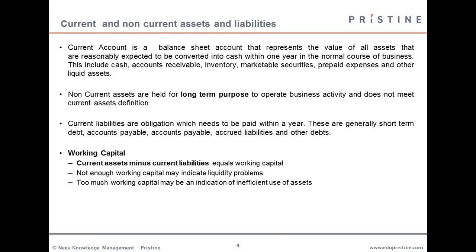So even after paying the current liabilities of 50,000, you have 5,000 cash in hand, which can be good or bad, as I explained now. Not enough working capital may indicate liquidity problems, because you do not have enough cash to currently meet your current obligations, that is the current liabilities. So that may indicate liquidity problems for you.